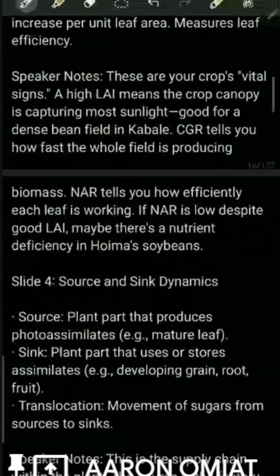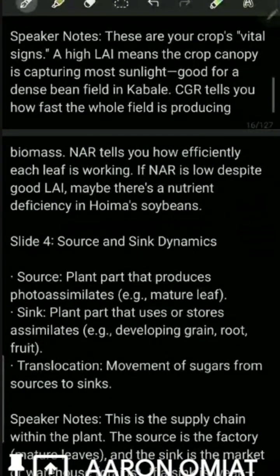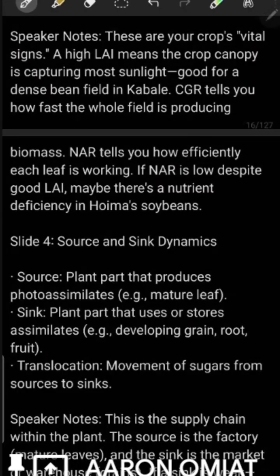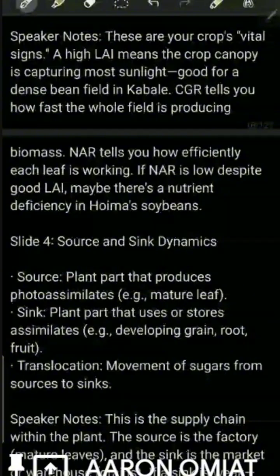biomass bean. Now, source and sink dynamics. Source: plant parts that produce photoassimilates, e.g. mature leaves. Sink: plant parts that use or store the assimilates. So we have the source, mature leaf. The sink can be the root tubers, stem tubers, or the fruits. So it's basically production and consumption that they are talking about, source and sink, where what produces, then what consumes or stores. The concept is simple. The mature leaves produce the food, then the grains, the roots, the fruits, they store the food.